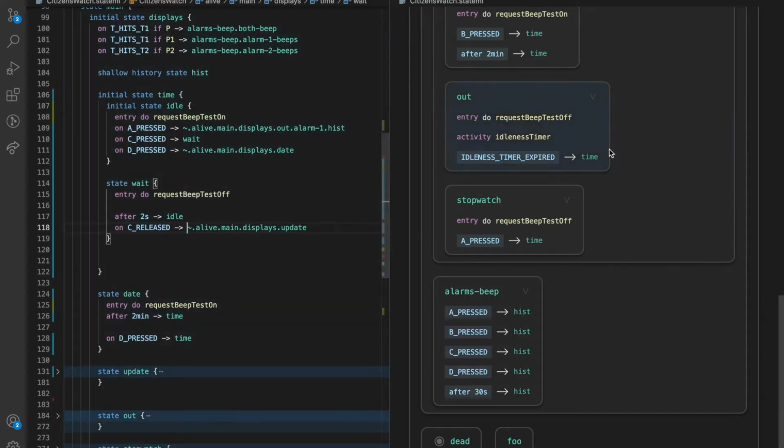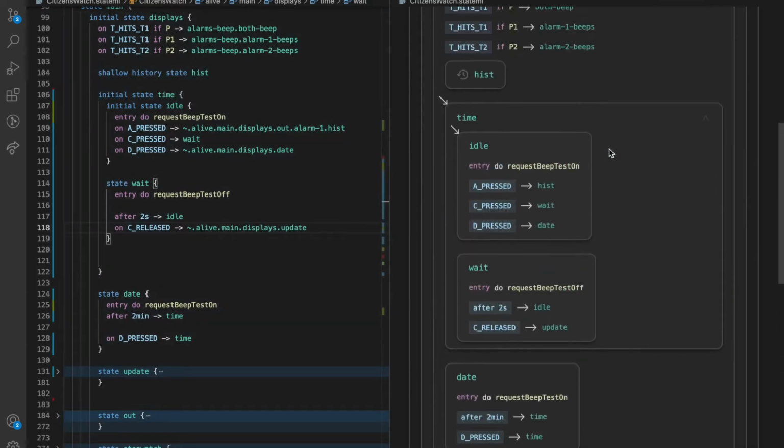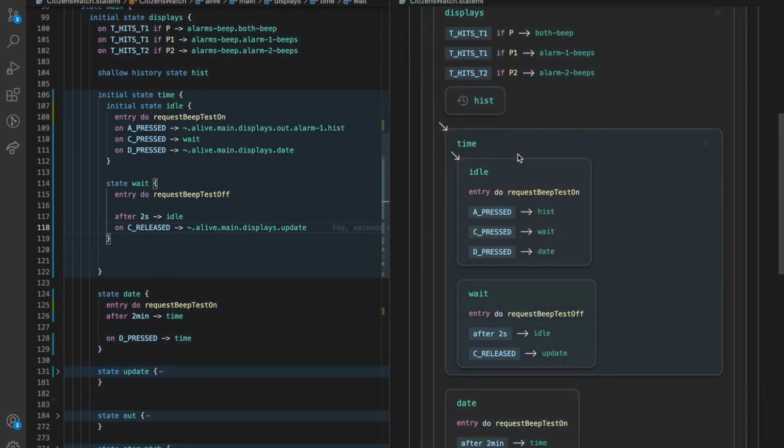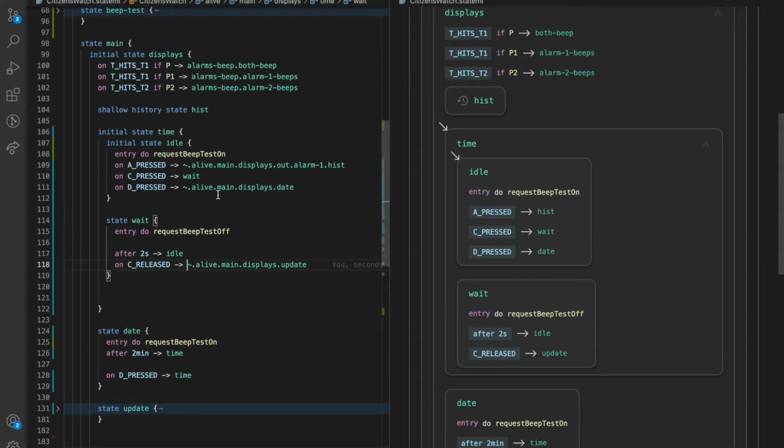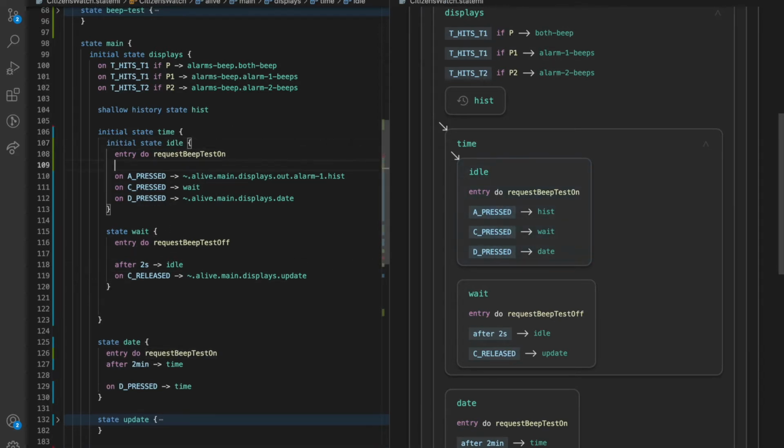Okay, so yeah, we could take a look at this. So now Time has two states. Go to Time has two states, and so idle should raise, it should request beep on, yeah, and exactly. So the parent state Time doesn't actually do anything. It's just a grouping.